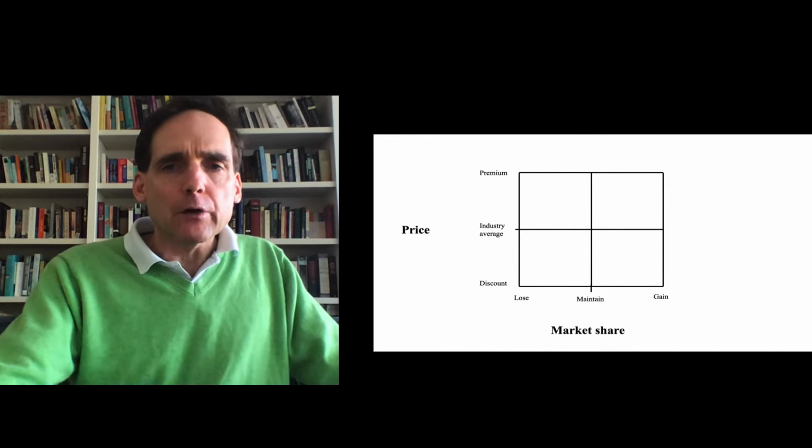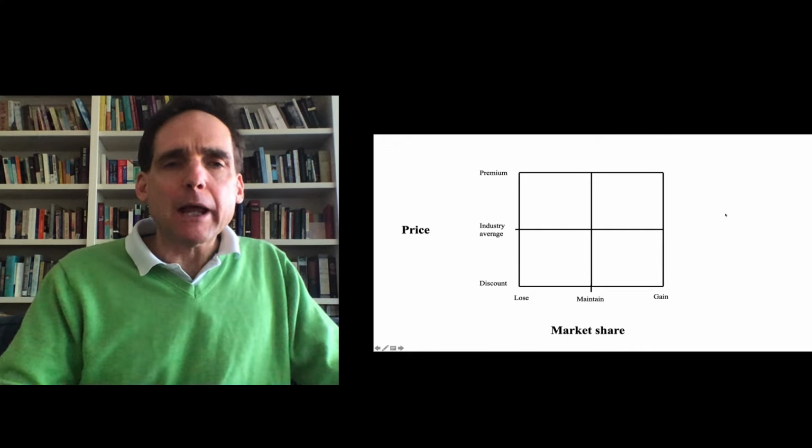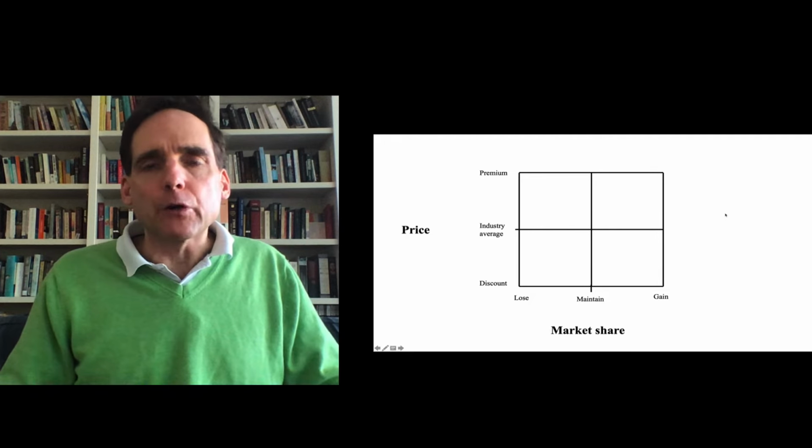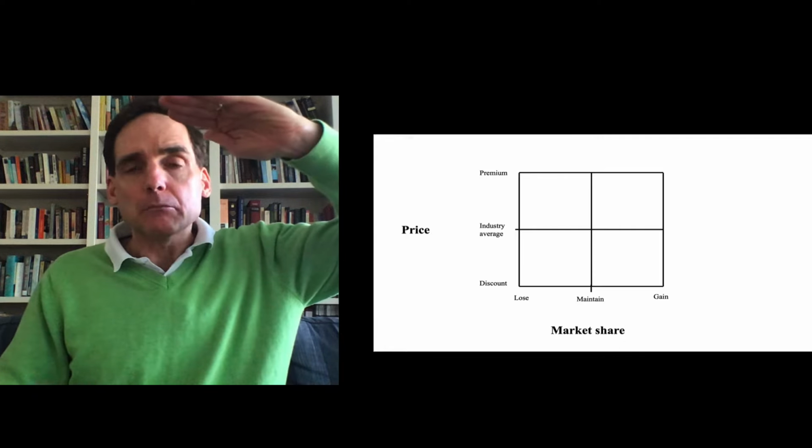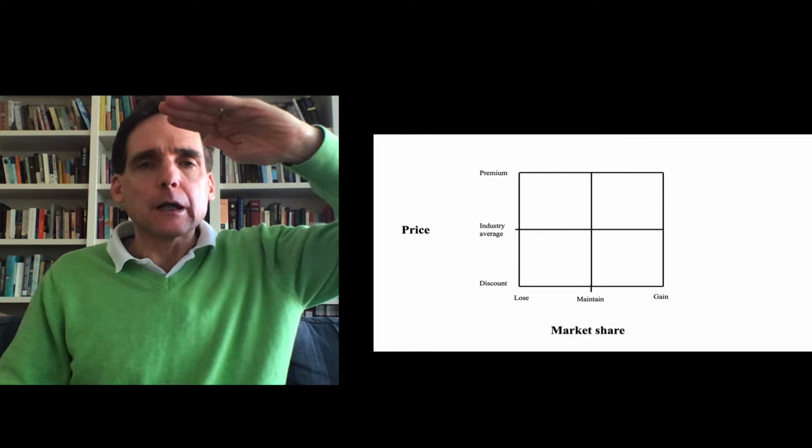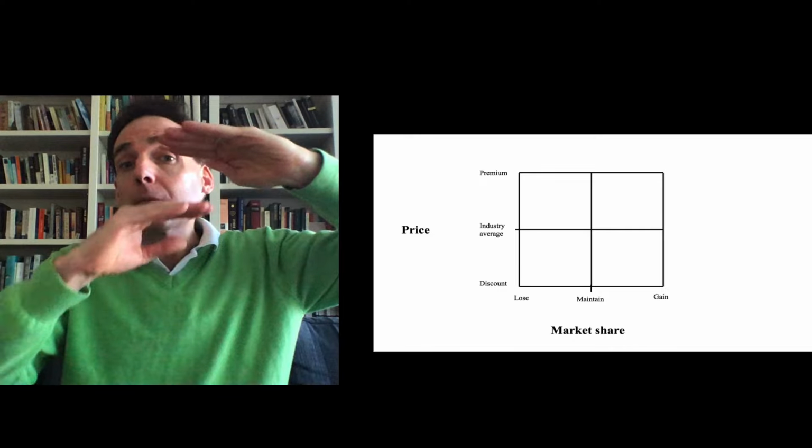Great. So let's start at the upper right quadrant. Let's imagine you've got a company, let's say it's British Airways, and they're charging a premium. So they charge well above the industry average price, and they're still gaining market share.